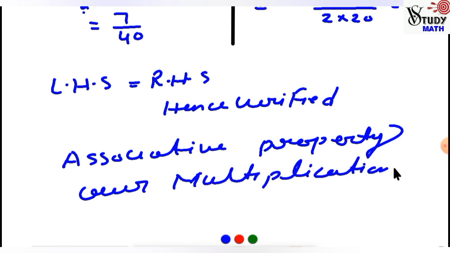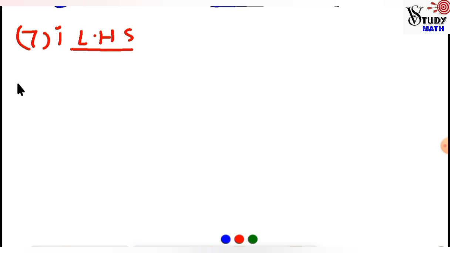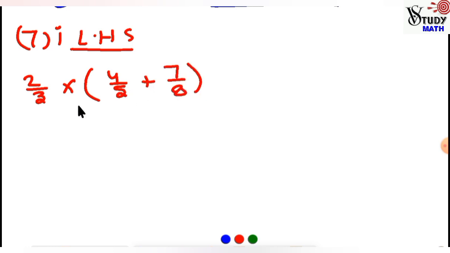Okay, my dear students, now comes question number 7 of exercise 1C from the S. Chand book of mathematics for class 8. Question number 7 is given here. We are going to take the left hand side, question number 7 part 1, and the left hand side is given here: 2 by 3 multiply (4 by 5 plus 7 by 8). This is given here, and we have to solve this. So solve this problem first.